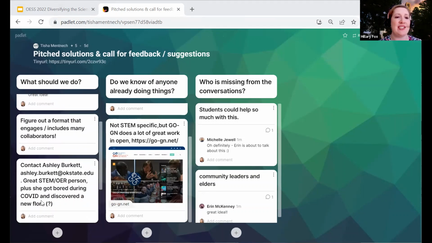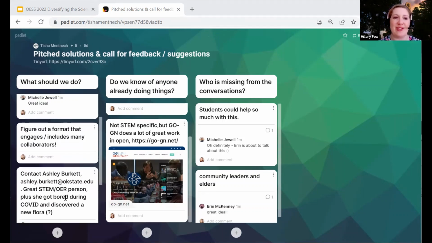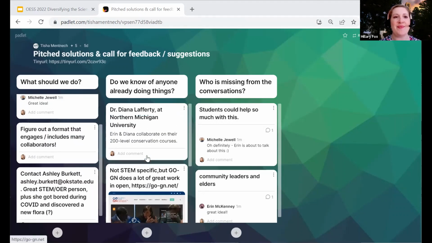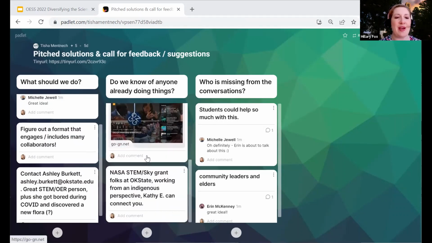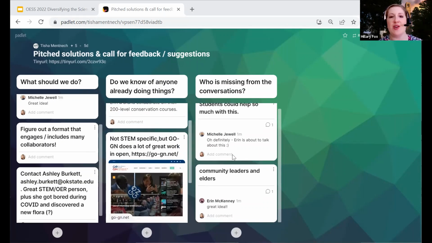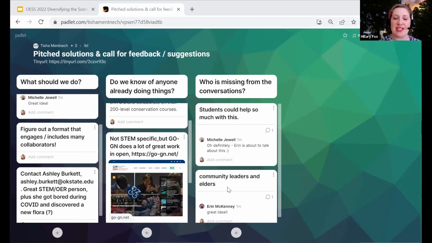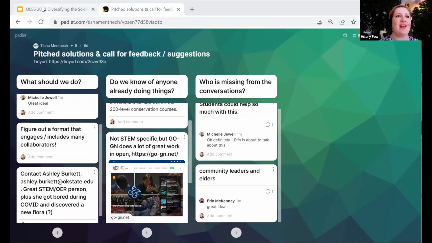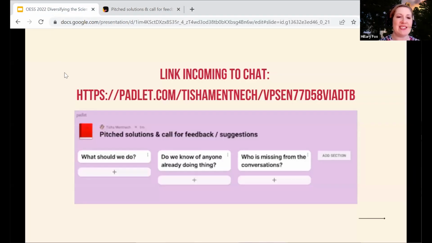And it looks like in addition to folks making banana bread and sourdough starters during the pandemic, we had someone who discovered a new flora that would probably be a really great contact for us to reach out to. And we've got some other people listed like NASA STEM, some other open resources to look into, and other people to help contribute to conversations like students and community leaders. All right, now we'll hop back into our slides.